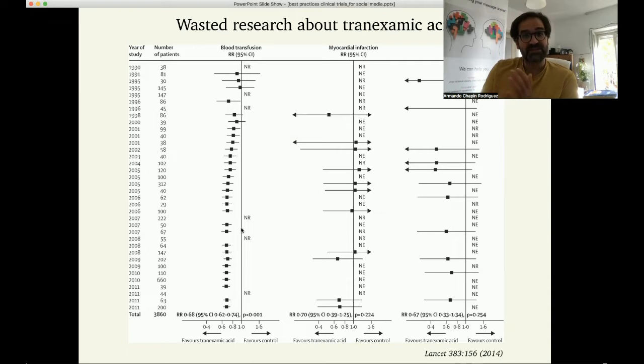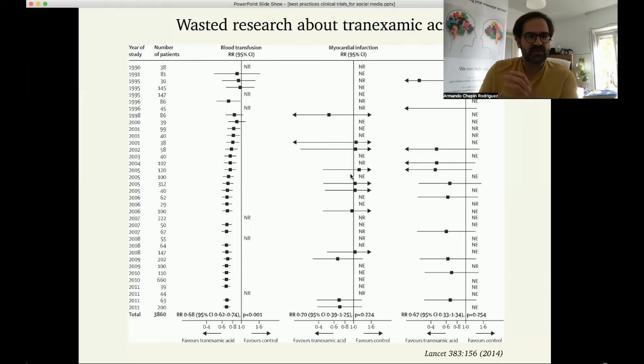However, despite these 30 years' worth of studies, we still really don't know whether tranexamic acid has any effect on risk of myocardial infarction or even death. Because the studies over those 30 years, maybe they weren't sufficiently powered to look at those outcomes, maybe they didn't include long enough follow-up to look at those outcomes. Whatever the reason, we have a real problem of what many call research waste in this field.